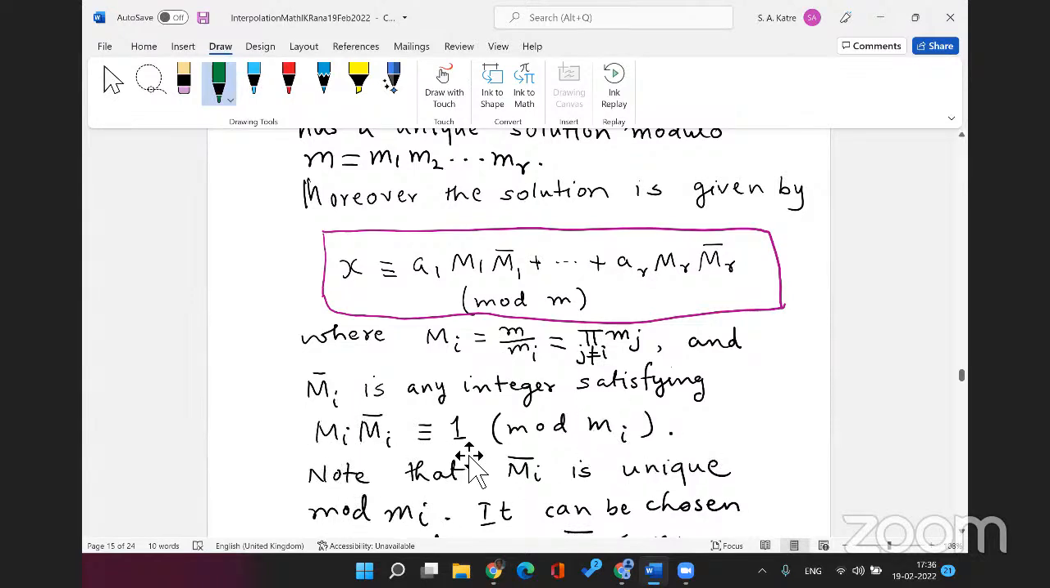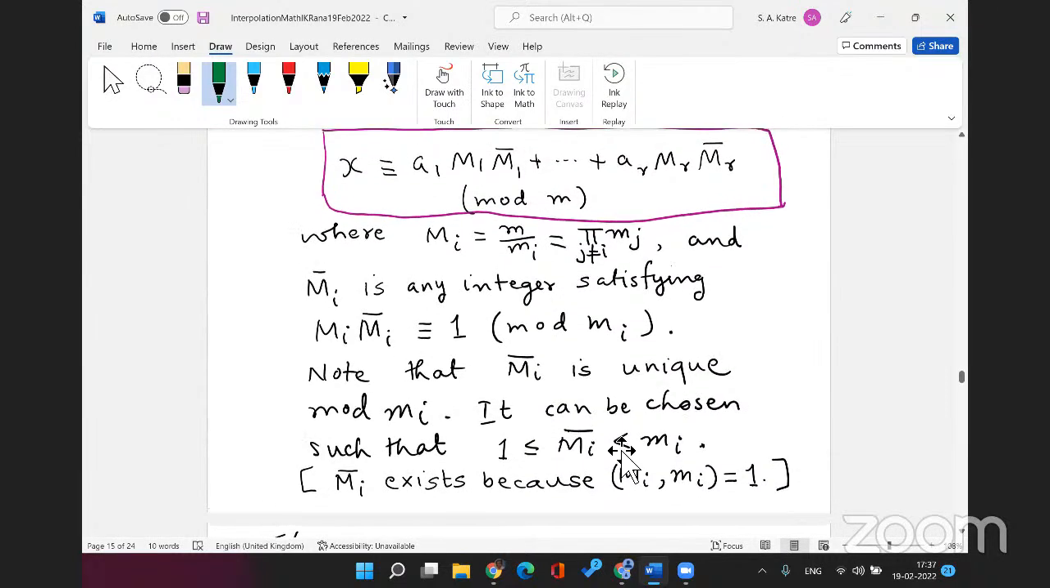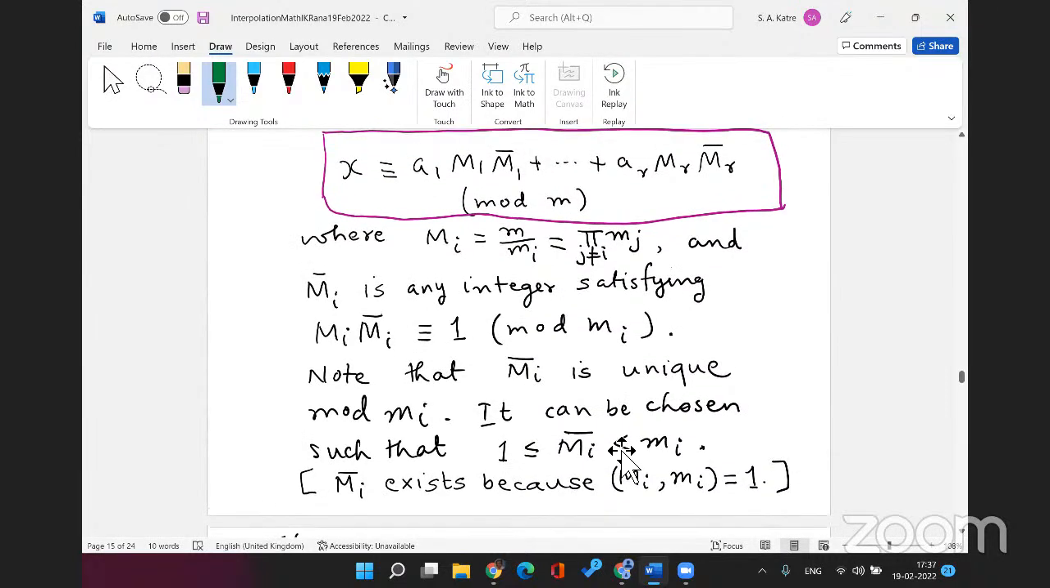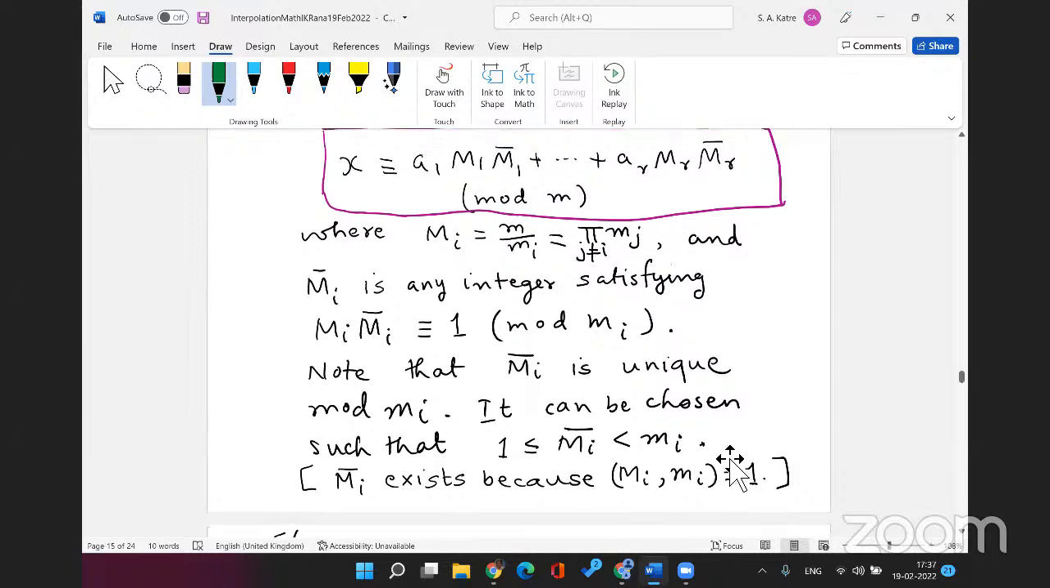Because their product is 1 modulo small mi. So this is an inverse. This mi bar you can choose to be a number between 1 and mi minus 1. So it is less than mi and bigger than or equal to 1. It cannot be 0 because mi bar is congruent to 1 modulo small mi. So it is between 1 and mi minus 1. Such a number you can choose.